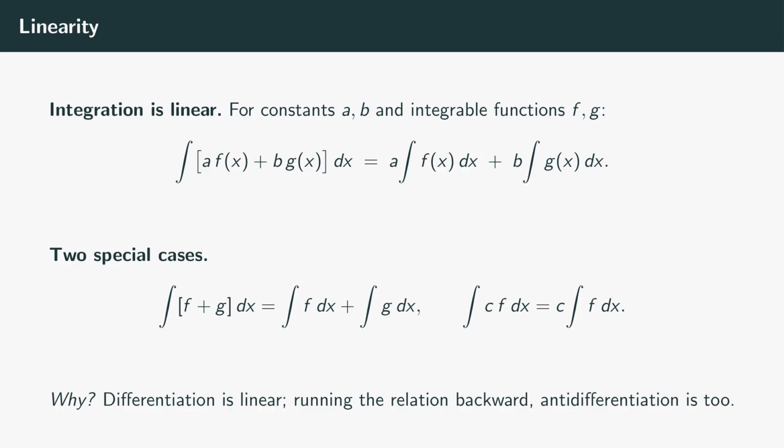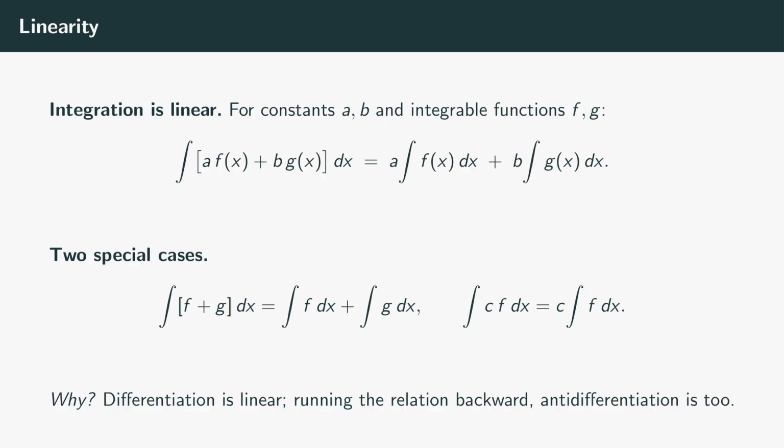Second core rule. The integral is linear. That's a fancy word for two simple statements. First, the integral of a sum is the sum of the integrals. Second, constants pull out. The integral of c times f equals c times the integral of f. Put together, the integral of af plus bg equals a times the integral of f plus b times the integral of g. Why does this hold? It holds because differentiation is linear.